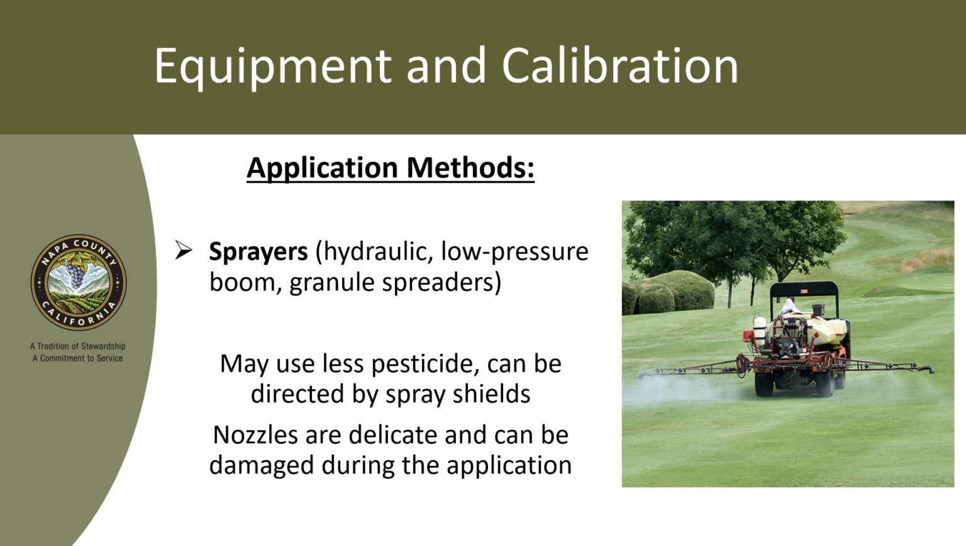Let's talk about some of the different application methods that are out there. This one should look very familiar to everybody here. Sprayers, of course, and low pressure booms. Those are great because they're going to use less pesticide, kind of common sense. If it's low pressure, you're going to be using less pesticide than if you have this high volume, high pressure rig. And you can also direct the application using spray shields and things like that.